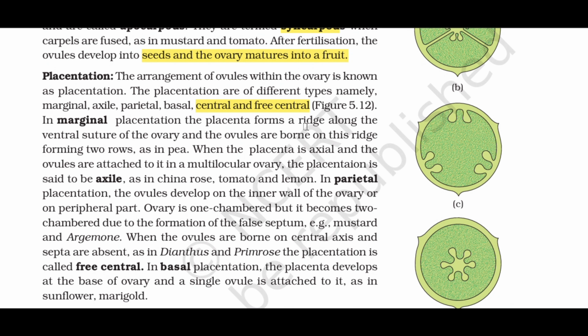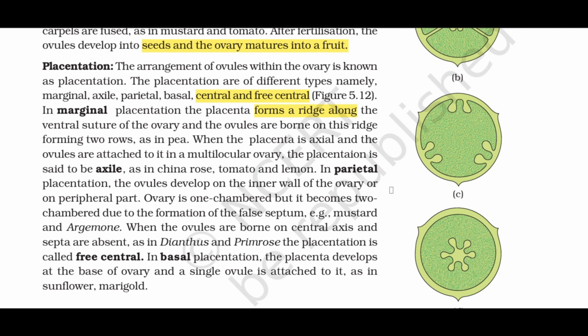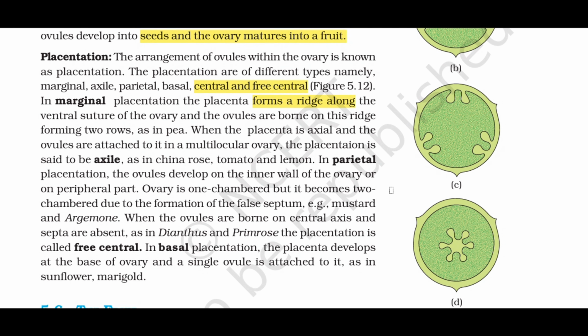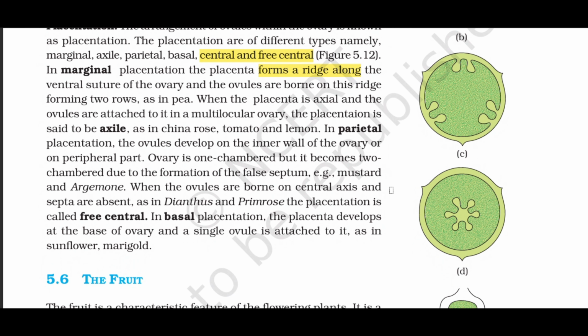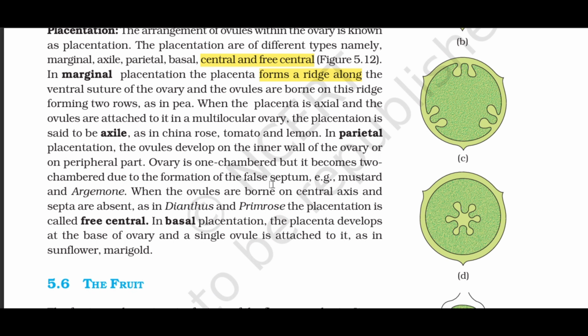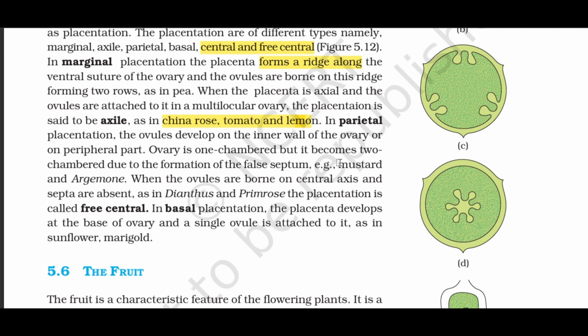In marginal placentation, the placenta forms a ridge along the ventral suture of the ovary and the ovules are borne on this ridge forming two rows, as in pea. When the placenta is axial and the ovules are attached to it in a multilocular ovary, the placentation is said to be axile, as in China rose, tomato and lemon. In parietal placentation, the ovules develop on the inner wall of the ovary or on peripheral part. Ovary is one-chambered but it becomes two-chambered due to the formation of the false septum, example mustard and argemone.